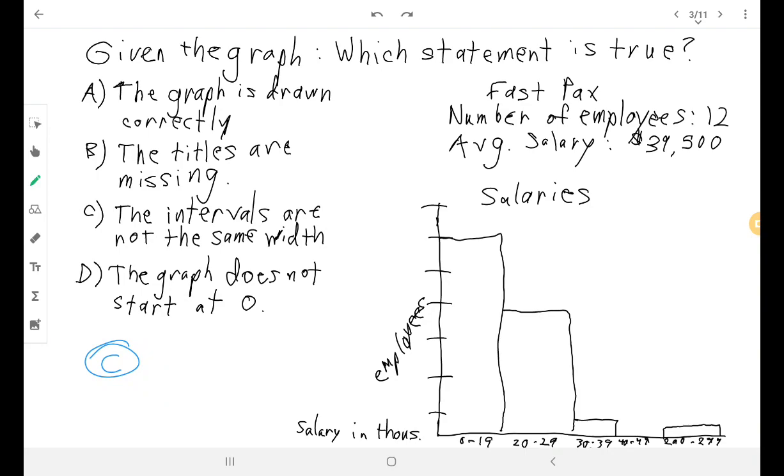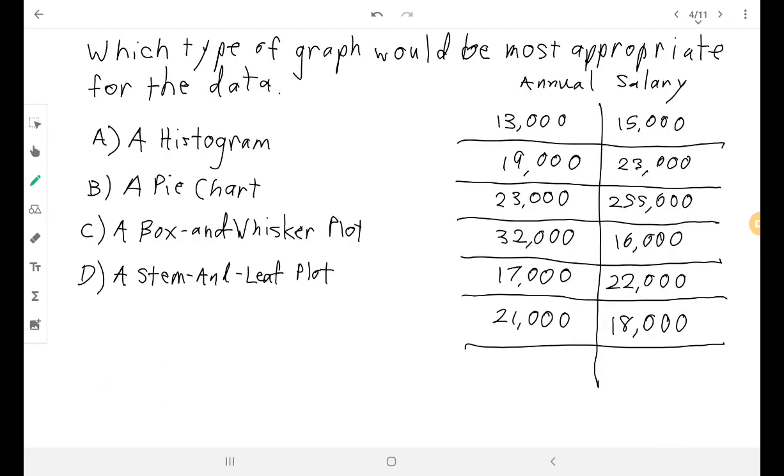And let's move on to the next problem. There's all this problem of, are we representing the data right, and are we not representing the data right on purpose? So now, which type of graph would be most appropriate for the data?